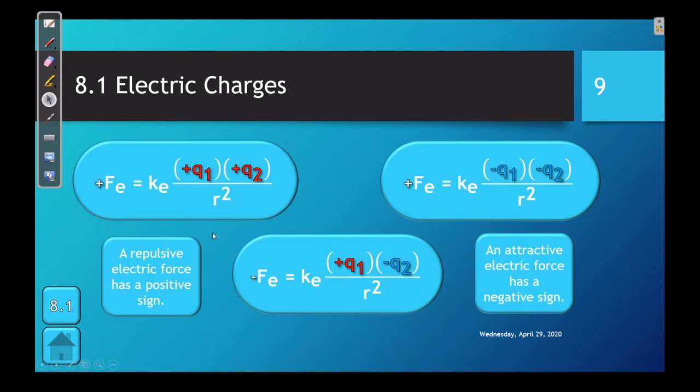Remember that charges can be positive or negative. If you multiply two positive charges together, then the value of the Coulomb force is going to be positive. Likewise, if you multiply two negative charges together, then the value of the Coulomb force is positive. So, when two charges have the same sign, then the force between them is positive, and that indicates that the objects are pushing apart from each other. A repulsive electric force has a positive sign. However, when you multiply a positive charge by a negative charge, you're going to wind up with a negative value for the Coulomb force, which indicates that these two charges are attracting towards each other.